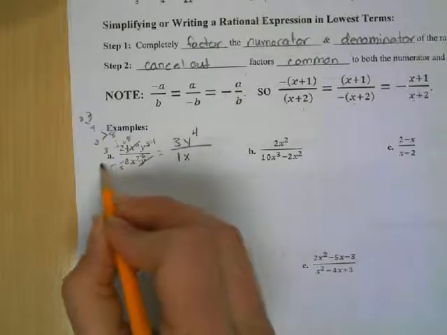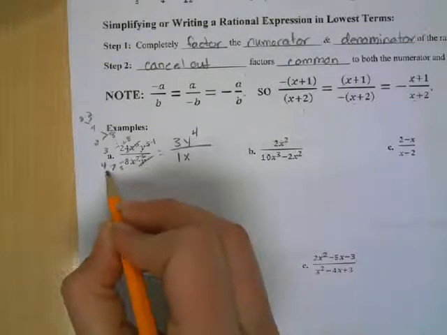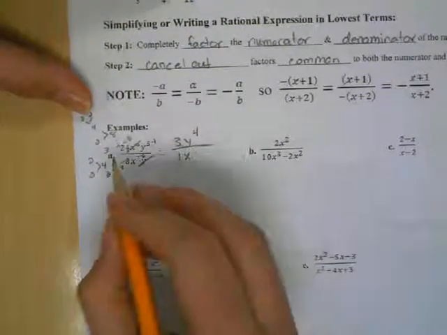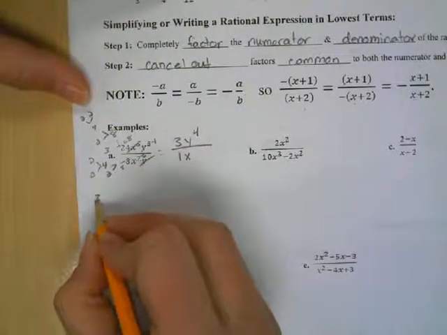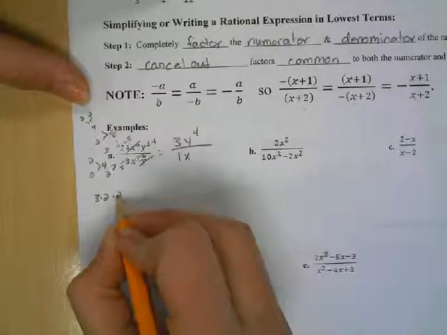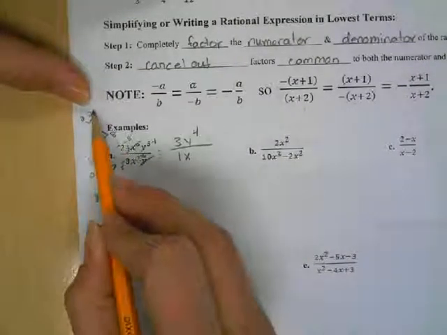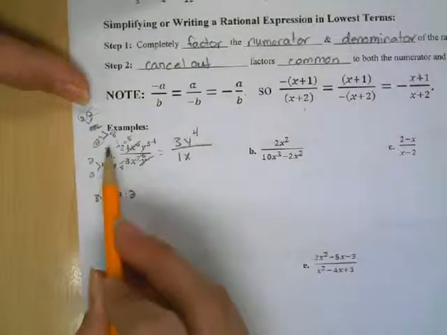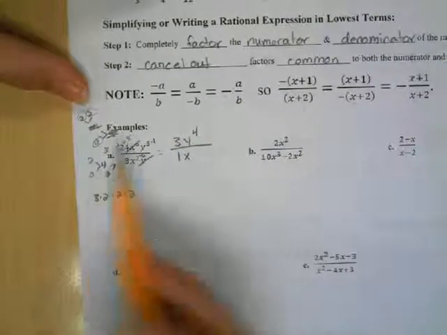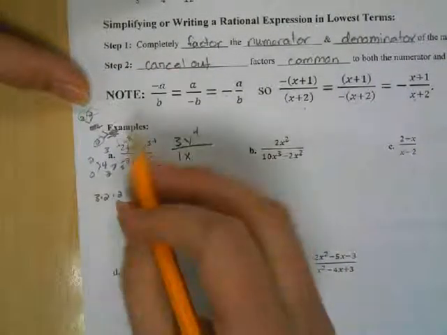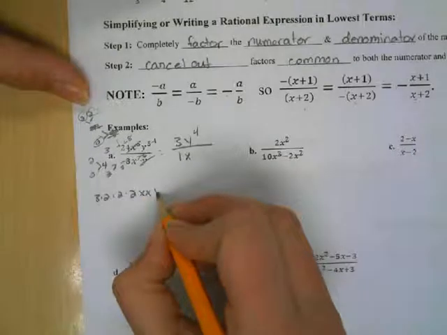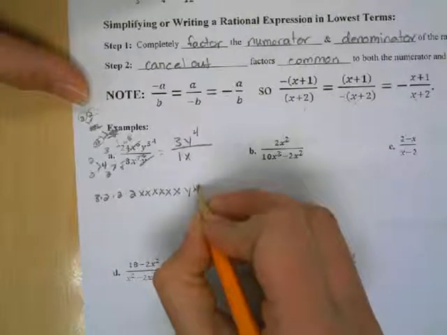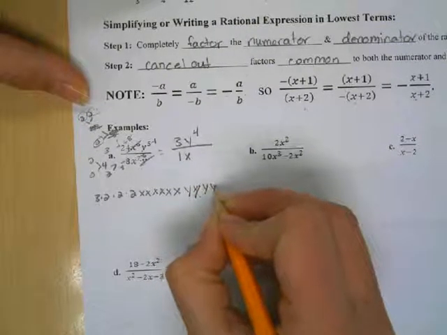Same thing with my 8 down here. I get 4 and 2. That's a 2. And I get a 2 and 2. Okay, so when I go to write this stuff out, on top I would have 3 times 2 times 2 times 2. I've got 1, 2, 3 2s, that one we used, and a 3, the 8 we used also. So 3 times 2 times 2 times 2. Now I've got 6 x's: 1, 2, 3, 4, 5, 6, and 5 y's: 1, 2, 3, 4, 5.